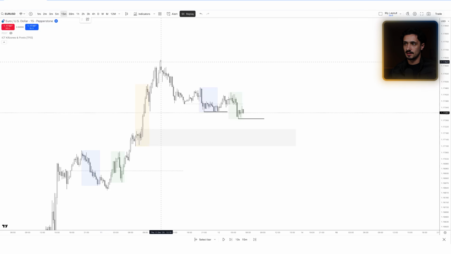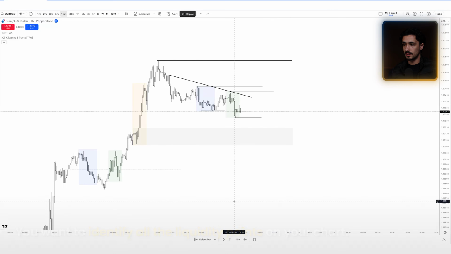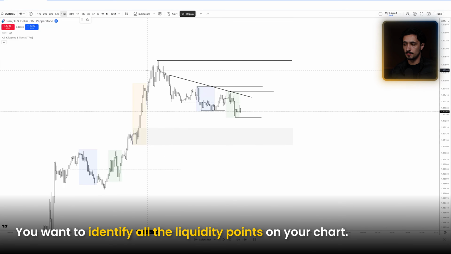This right here is the highest point of Thursday's price delivery. So this is Friday. So this is previous day's high. In here, we have an unfilled area of London high, unfilled area of Asian high, along with the trendline liquidity that's coming across this level. So here's what you want to look at. You want to identify all the liquidity points on your chart, every liquidity point that hasn't been taken.